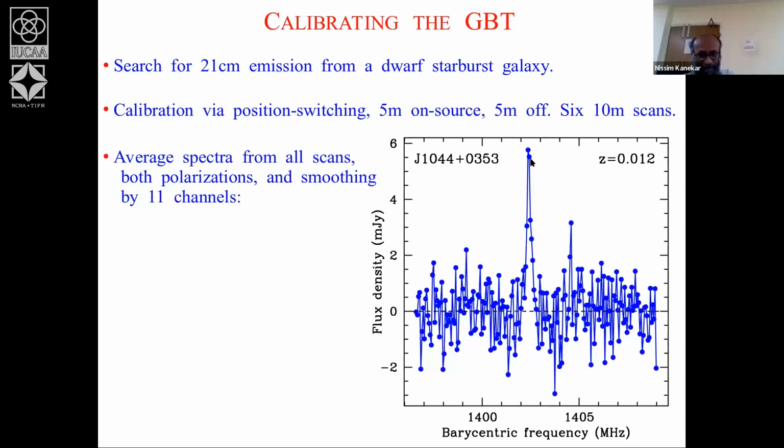This kind of gives you a feeling for how weak spectral lines can be. And of course, it can be much weaker than this. This object is a dwarf galaxy at a redshift of about 0.012. Not very far away, but not very close by. Remember, it's a dwarf galaxy. So that's basically all that I wanted to talk about today.